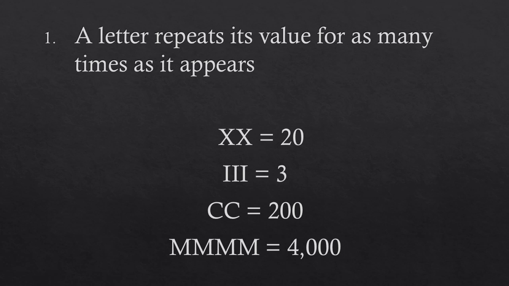Let's look at our first principle. A letter repeats its value for as many times as it appears. Using this principle, XX, 10 and 10, would be 20. Easy enough. III is 3, CC is 200, and MM is 2000.